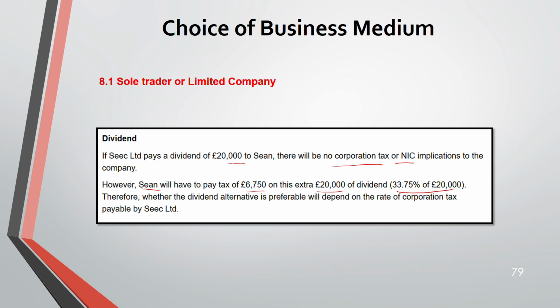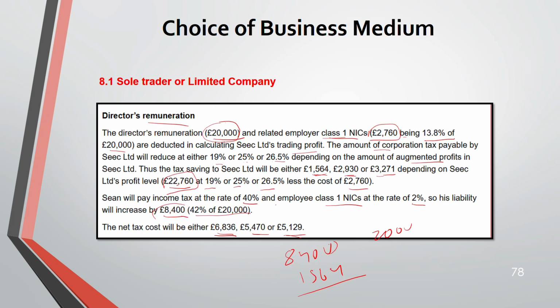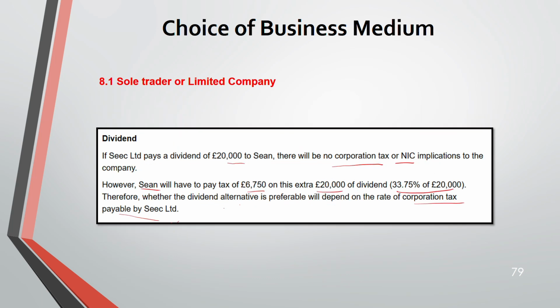So therefore, whether the dividend alternative is preferable will depend on the rate of the corporation tax that is payable. We don't know what is the corporation tax payable by the company. Based on that, we can say whether dividend would be preferable or not. In this case, it looks like dividend is better because dividend is less costly, 6,750. If it's 6,750, it's better. But it depends on the corporation tax.